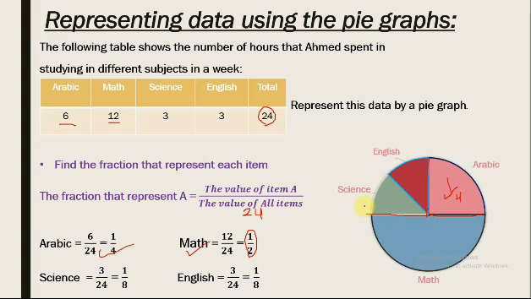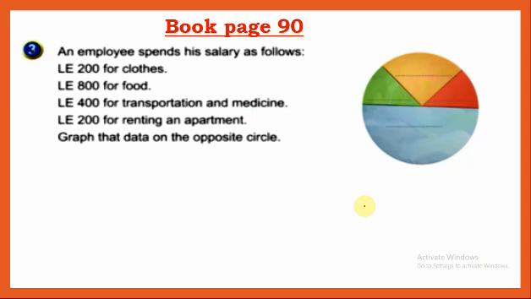Got it? So all you have to do is find the fraction that represents the item and use a common fraction that you know how to represent at the beginning to represent this data in your pie graph. Next question from our book on page 90.